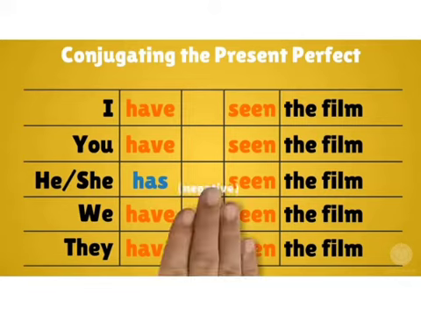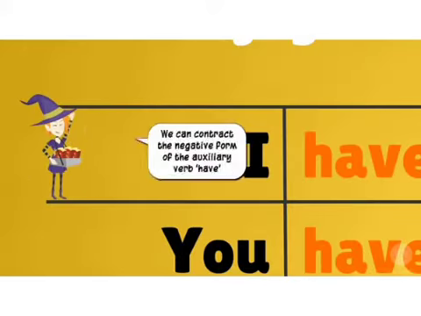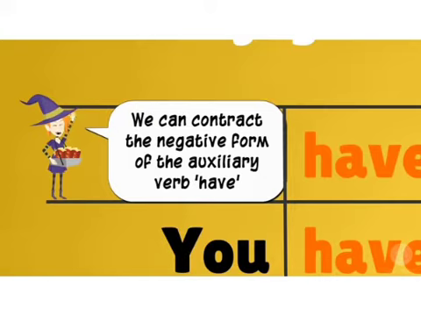Conjugating the present perfect negative sentence. Here we go with the tabular column. I have not seen the film. You have not seen the film. He has not seen the film. She has not seen the film. We have not seen the film. And they have not seen the film. For all the plural form of noun we use have, and for singular we use has.